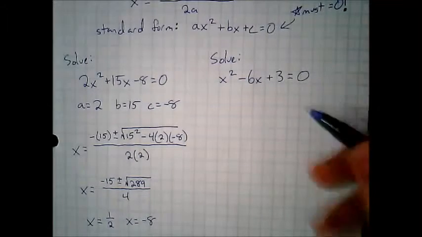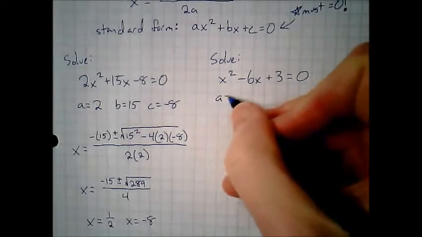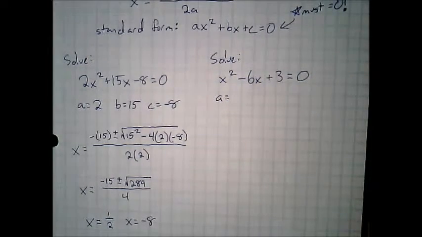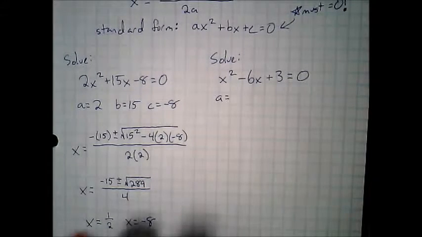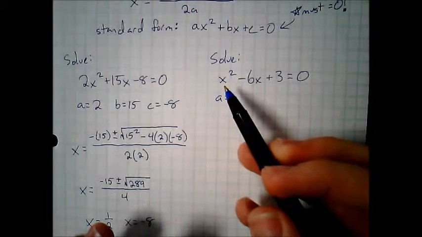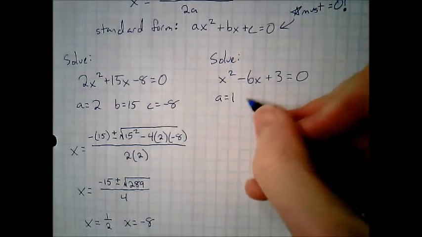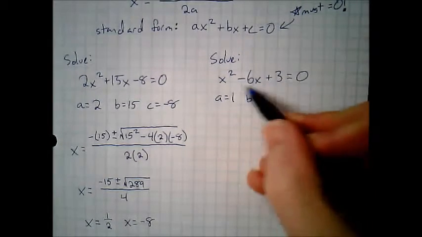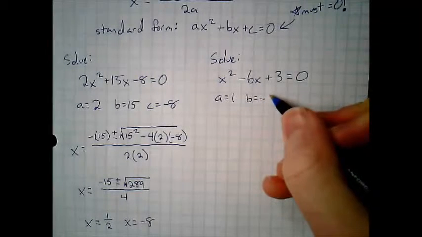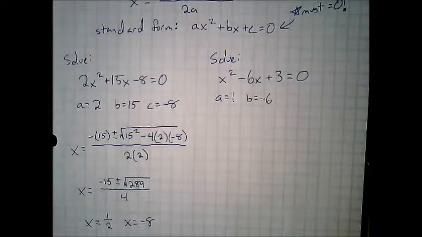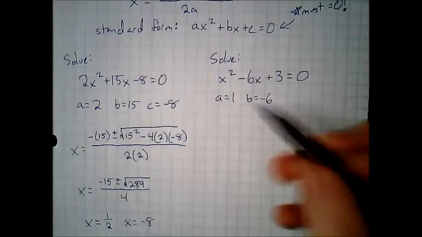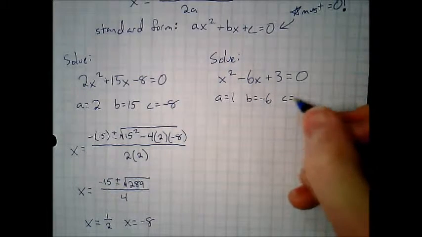So now let's identify what a equals, what b equals, what c equals. Now a is our coefficient of x squared. We don't want to say it's 0 because we do have an x squared term. We do have an x squared, and we have one of them. So a equals 1, b equals negative 6. Remember, whenever you see a minus, you treat that number as being negative. So b equals negative 6, and c equals 3.